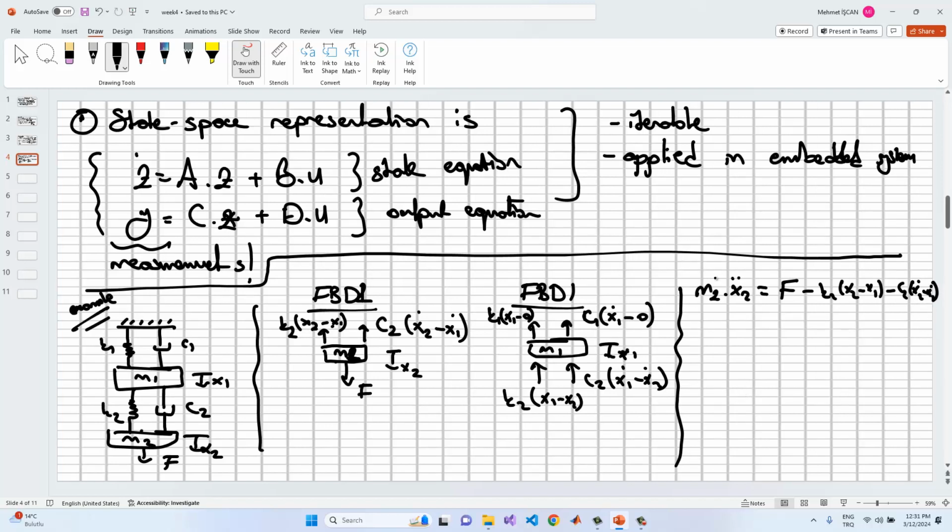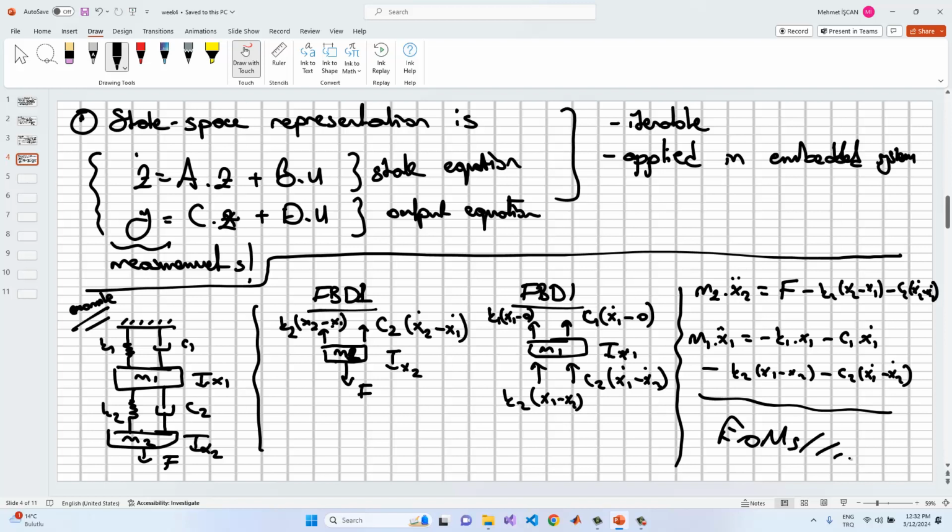And also m1 x1 dot dot is equal to every force given here, which is in the reverse direction of x1, okay? And so minus k1 x1 minus c1 x1 dot minus k2 (x1 minus x2) and minus c2 (x1 dot minus x2 dot). These are the elements of our equations, okay? Any question?